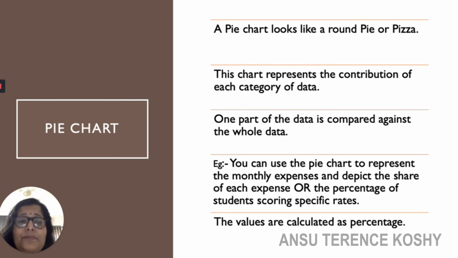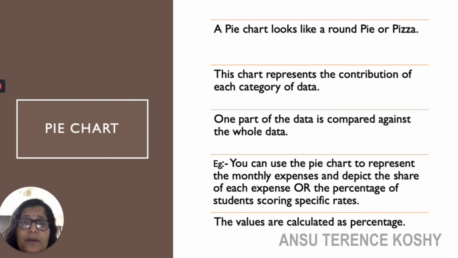This chart represents the contribution of each category of data. That is, each part of the pie shows a different thing and how much it is contributing to the whole. One part of the data is compared against the whole data.